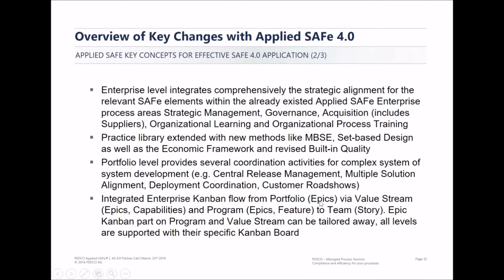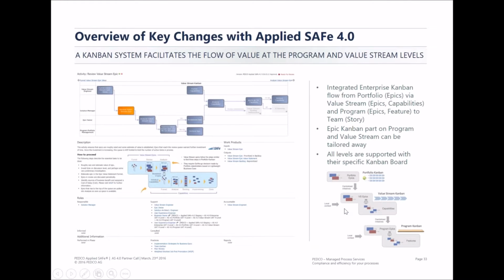presentation. The next part is the enterprise Kanban, and as you might remember, there is a huge Kanban system from portfolio over value stream to program level. You see that on the right side, that's the original SAFe content. On the left side here on this slide, you see the implementation that we have done in Applied SAFe. One specific excerpt from the value stream level. And now the good thing here is as well, there are two parts in these Kanbans, as you might remember. There is an epic part, and on the value stream level there is a capability part, and on the ART level there is a feature part. And the epic part can be tailored away.